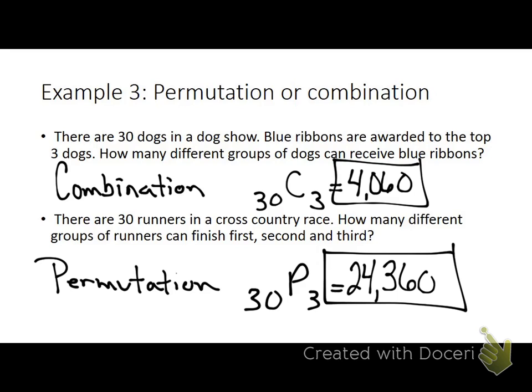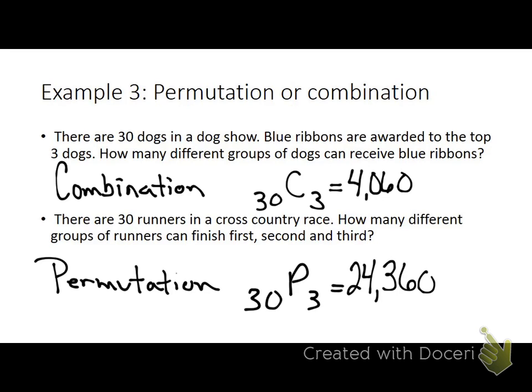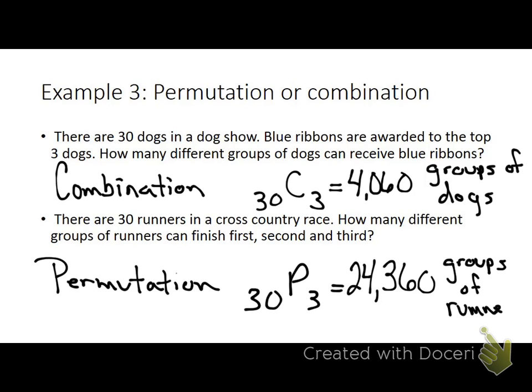Any questions here? Yes, so we do need to make sure we label. So this one would be groups of dogs. And then this one would be groups of runners. Runners. Okay. Yeah, sorry. I know, one too many. Okay, runners. There we go. All right, so that's how we find whether or not it's a permutation or a combination.